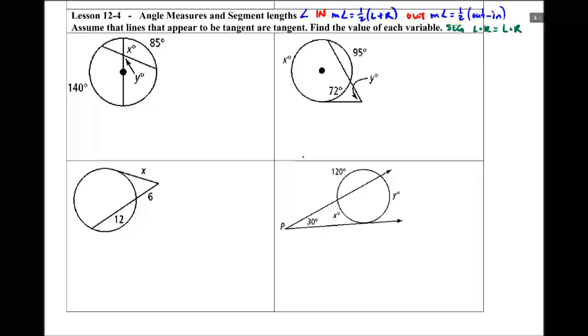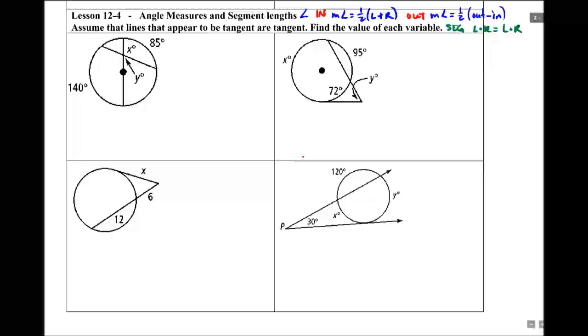And then we also said that segment lengths are the product, so multiply, of your point to the left side of the circle times your point to the right side of the circle. Now, there's quite a few problems here in section 12.4, but we'll see if we can get through them quickly. So we are told to assume that lines that appear to be tangent are tangent and find the value of the variable.